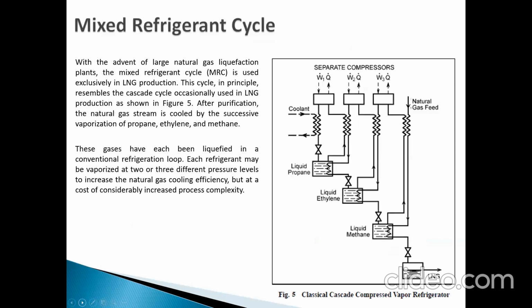So, mixed refrigerant cycle. With the advent of large natural gas liquefaction, LNG production, the mixed refrigerant cycles. This cycle in principle resembles the cascade cycle occasionally used in LNG production, as in figure 5. After purification, the natural gas stream is cooled by successive vaporization of propane, ethylene, and methane.